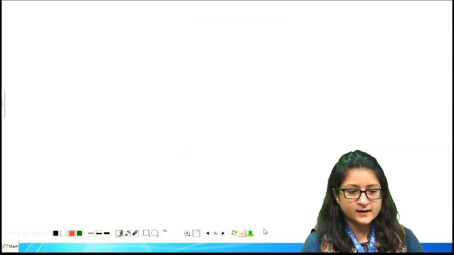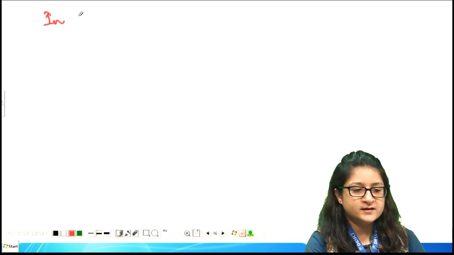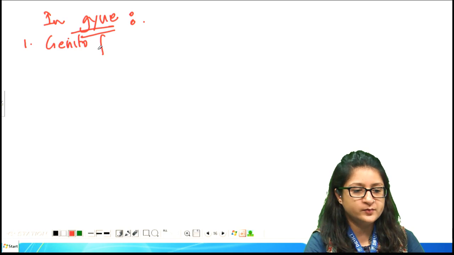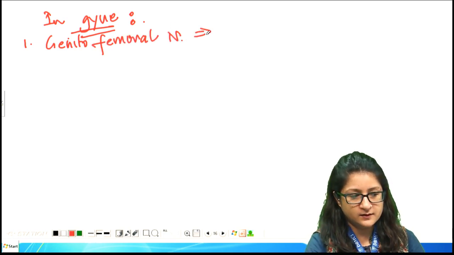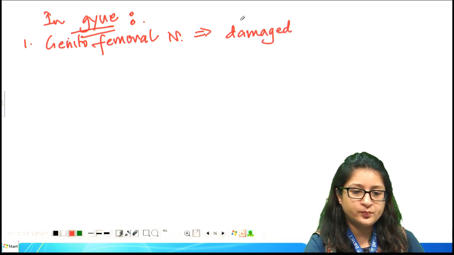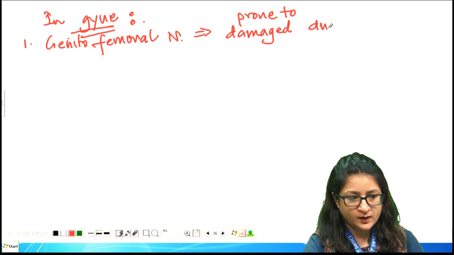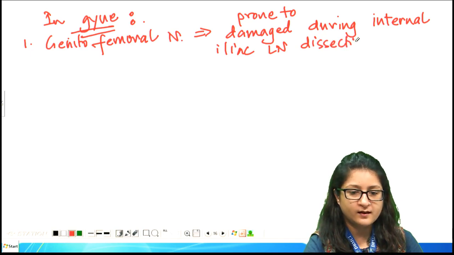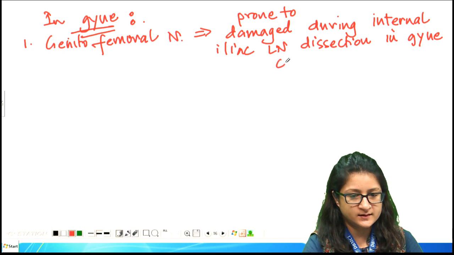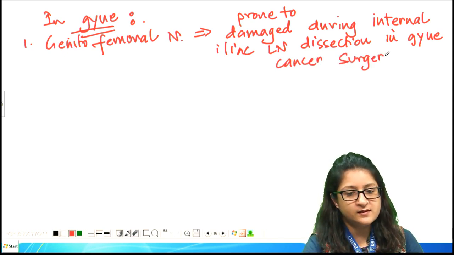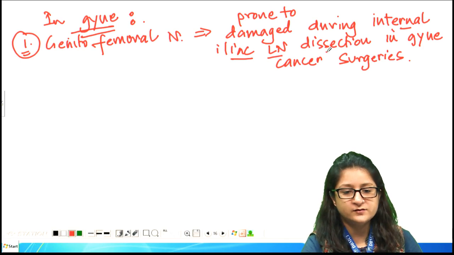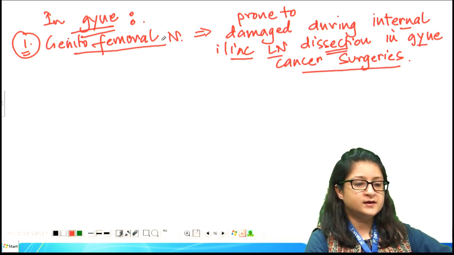Now I have two other nerves which are in gynae surgeries or nerves of importance in gynae. One is the genitofemoral nerve. This is one important nerve, genitofemoral nerve, and this nerve is prone to damage during internal iliac lymph node dissection in gynae cancer surgeries. So this nerve is prone to damage in that situation. All right, in the internal iliac lymph node dissection in gynae cancer surgeries, the genitofemoral nerve can get damaged there.